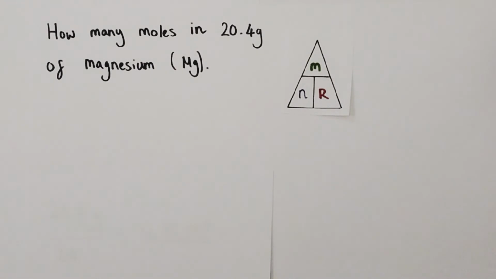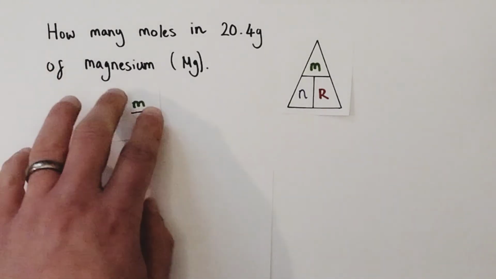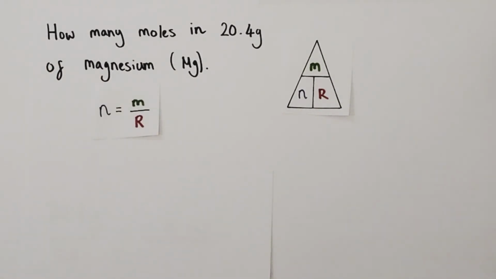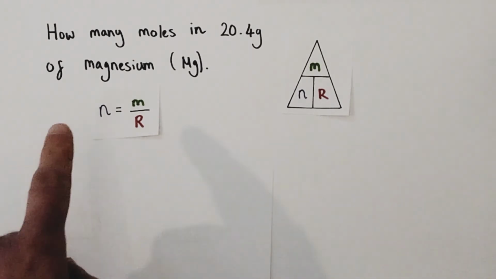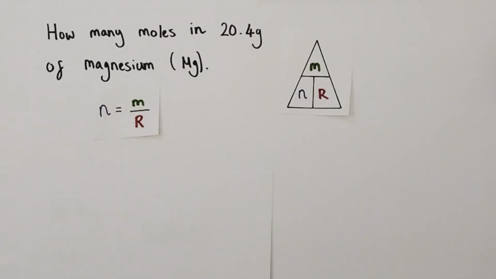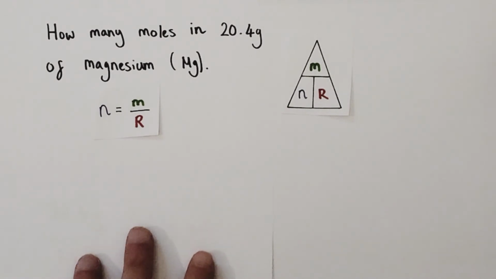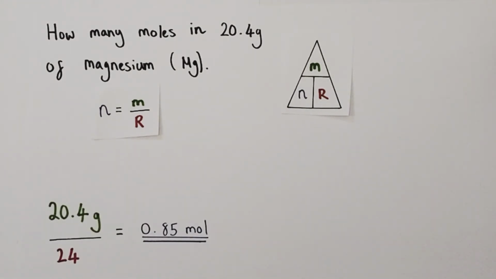Immediately as my first step, I write down that rearrangement, and then I put in the numbers from the question. That's 20.4 grams of the mass. I look up the relative mass of magnesium from the periodic table, which is 24. So 20.4 divided by 24 gives us a number of moles as 0.85, or 0.850 to 3 significant figures.